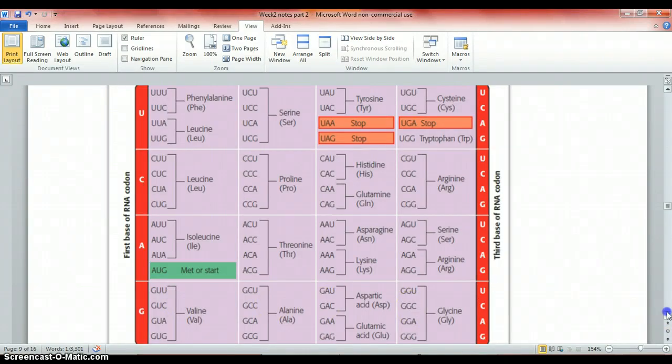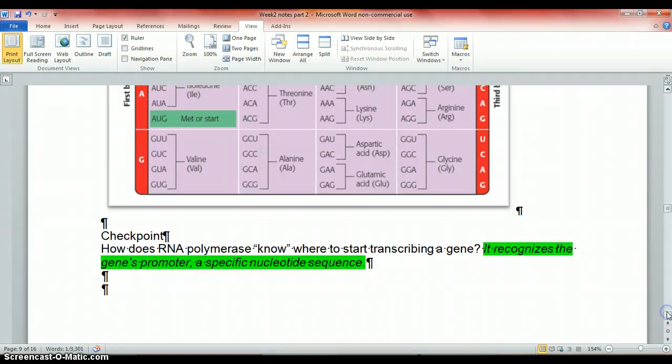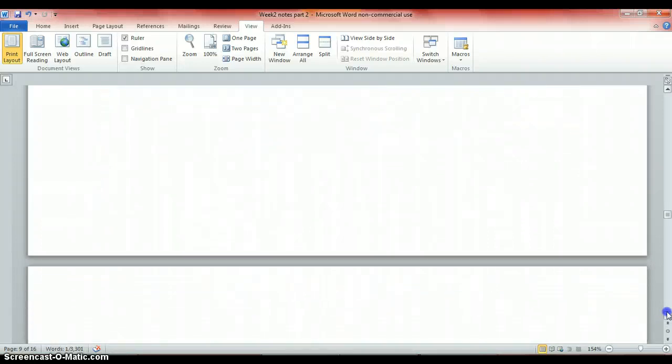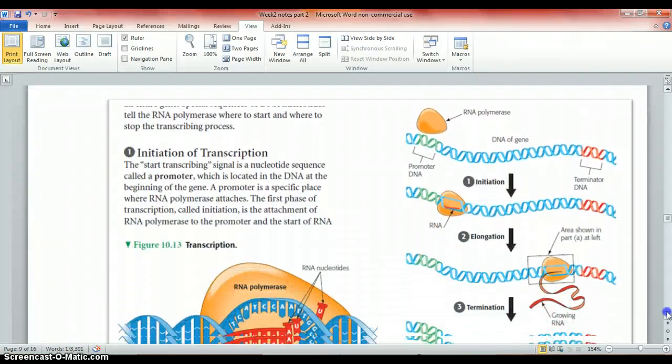So let's scroll down. Another checkpoint. We already talked about that. Alright, so here we have another. So the initiation of transcription. This is going to be really, really specific. Basically, you just need to know the whole amino acid leads to protein kind of thing, with the mRNA giving you what the amino acids are going to be. But I'm going to get into the specifics just to help you understand a little better.